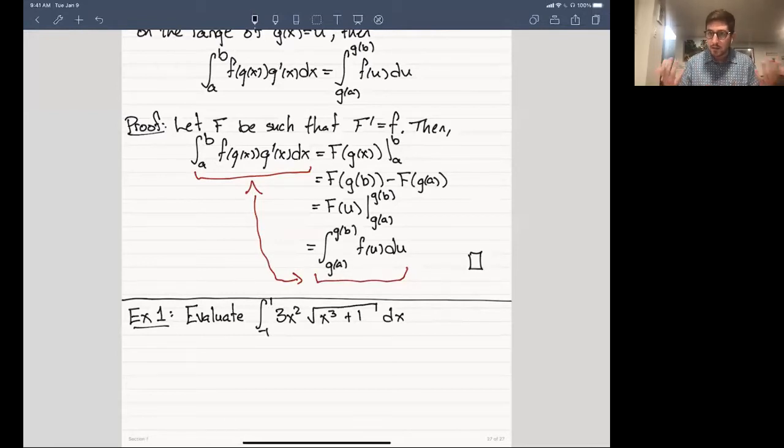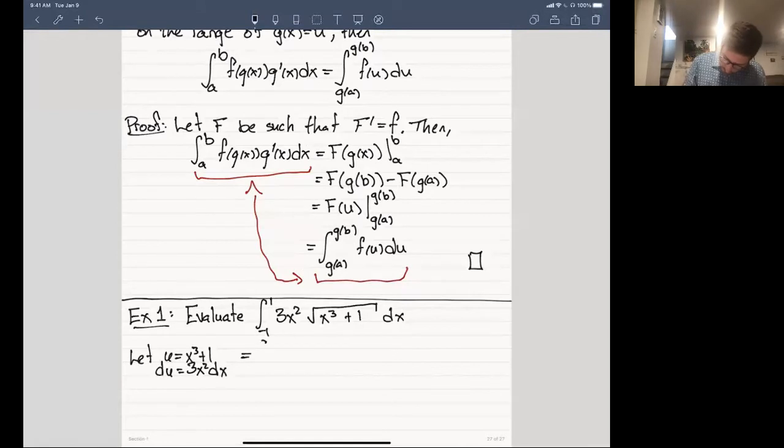Now, why is it that I see that? Because I can see this x cubed plus 1, when it becomes differentiated, turns exactly into 3x squared. So what this tells me is that for this integral, if I let u equal to x cubed plus 1, then from what we talked about in the previous lecture, I get du is 3x squared dx.